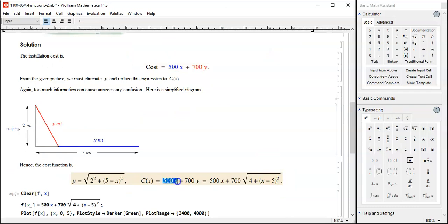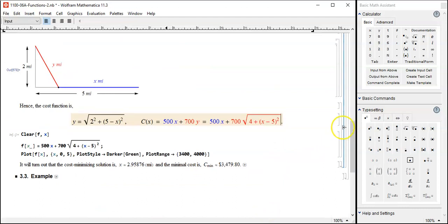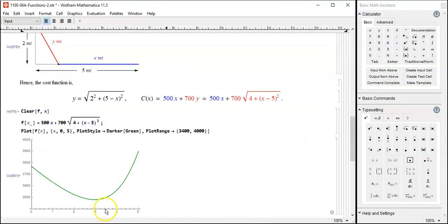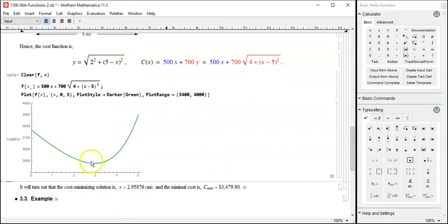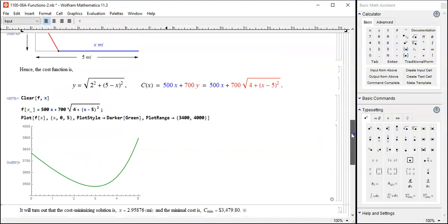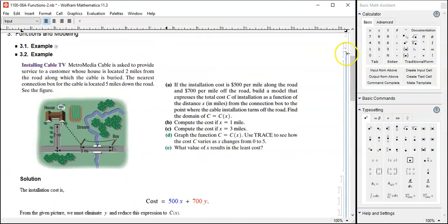500x, the blue part, along the road. 700y, off the road. So 500x, along the road, plus 700 times the square root, that's off the road on the ground. And there's the function. Now, as for minimizing this cost using calculus, that's not what we are up to. If you do it right, you're going to end up somewhere around here, pretty close to 3. Not precisely 3, but darn near close to 3 miles. And that's going to be the best way to do this cost minimizing method.